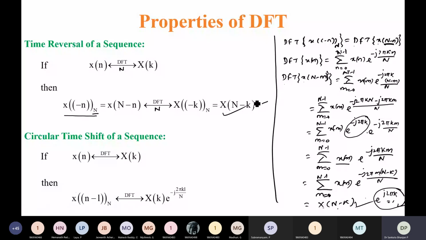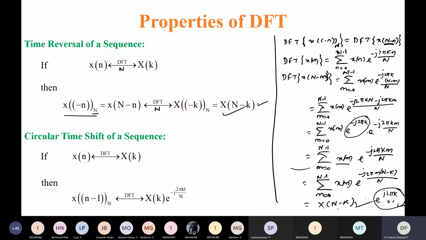I hope all of you understood the proof of this property. So try to understand the property, the time reversal. When we reverse the time axis, that is n is replaced by minus n, then what is its n point dft? It is x of n minus k. Simple. So this is the time reversal property of the DFT of a sequence.